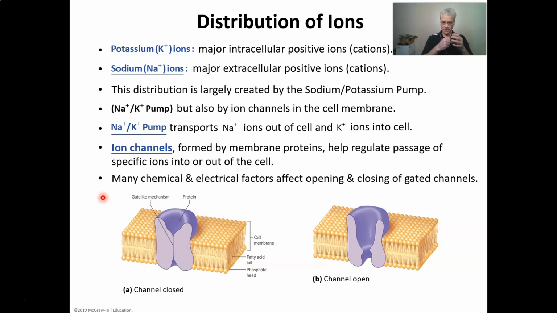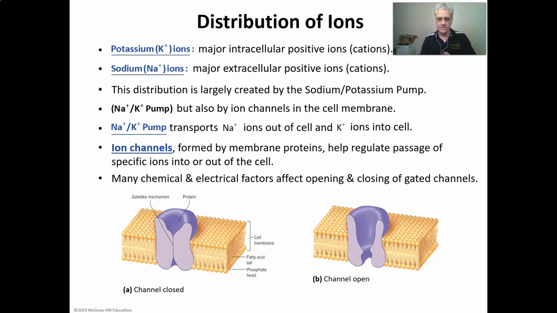And when these things open or close, they open for a very short amount of time, but it's enough time to allow the ion either to go into the cell or out of the cell. So they're showing you a picture here of a protein, an ion channel in a cell membrane. This one's closed, but if it gets the signal to open, this is what it'll do. It'll open up and allow ions to either flow in or flow out.